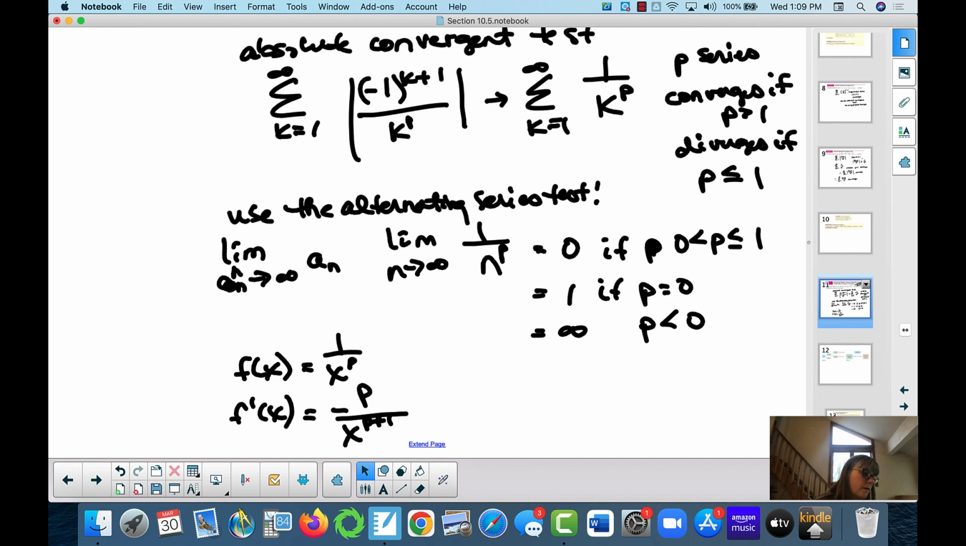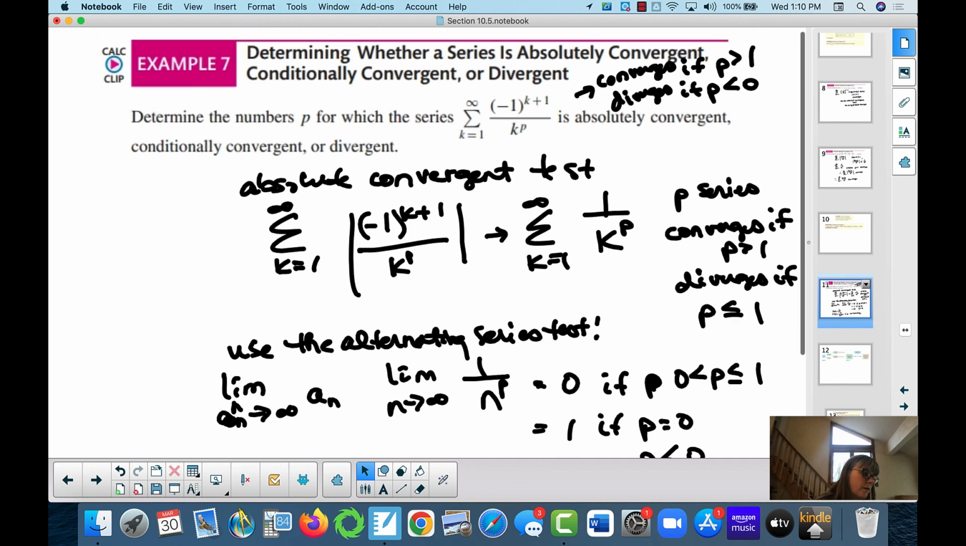Well, that is less than 0. So the derivative test says if the derivative of that function is less than 0, then that function is decreasing or non-increasing, which makes this series non-increasing, which means that it is conditionally convergent if p is between 0 and less than or equal to 1.